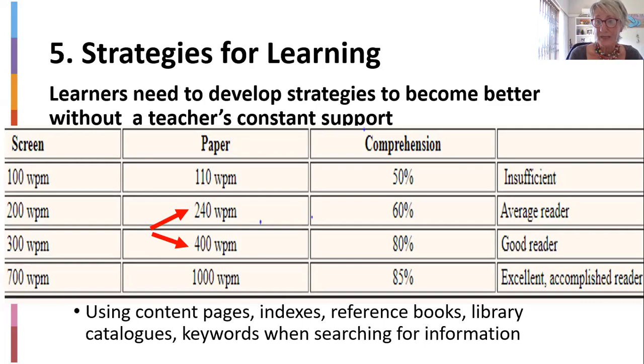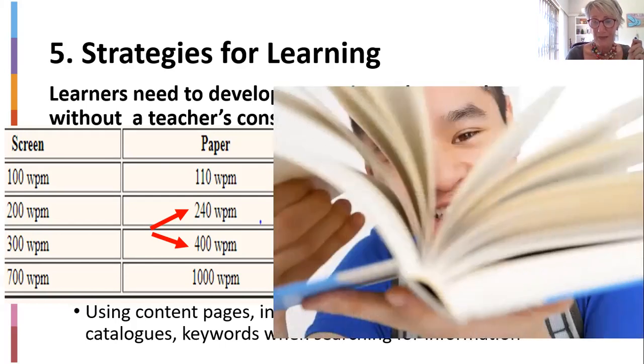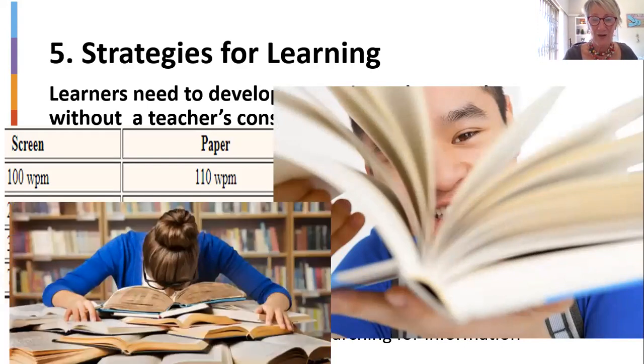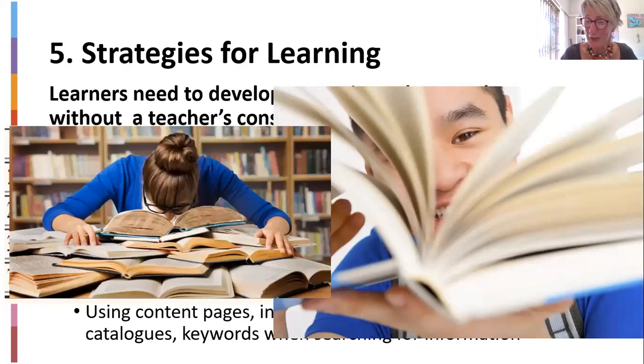Also teach them about content pages, indexes, reference books, library catalogs, keywords for Google searches. Get them to do a Google search for certain things. They actually can see the importance of keywords. Identify keywords in a passage, and then go and find different sources based on those keywords. Yes, reading like this, the faster you read, the more you understand, and the better your comprehension is with that. Or the slower you read, the more you're going to fall asleep, and the less you're going to understand, and you're going to be regarded as an insufficient reader.